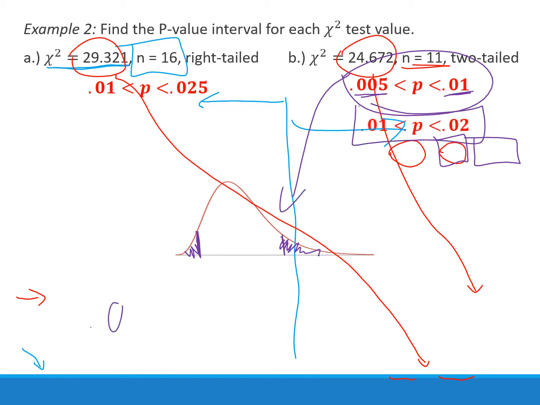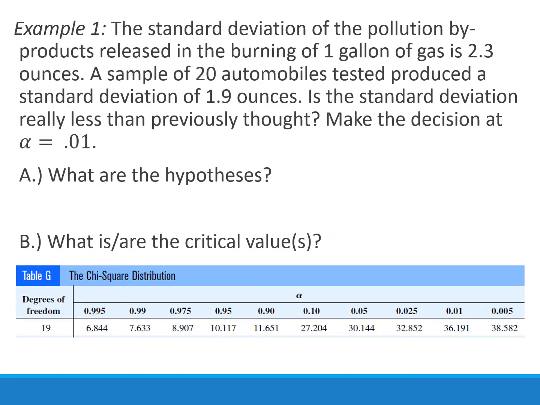If you can't see it, let me write it down here. The p-value is in between 1% and 2%. It's twice whatever this one tail is. So that's all the setup of how to use the table. Let's do a problem start to finish.